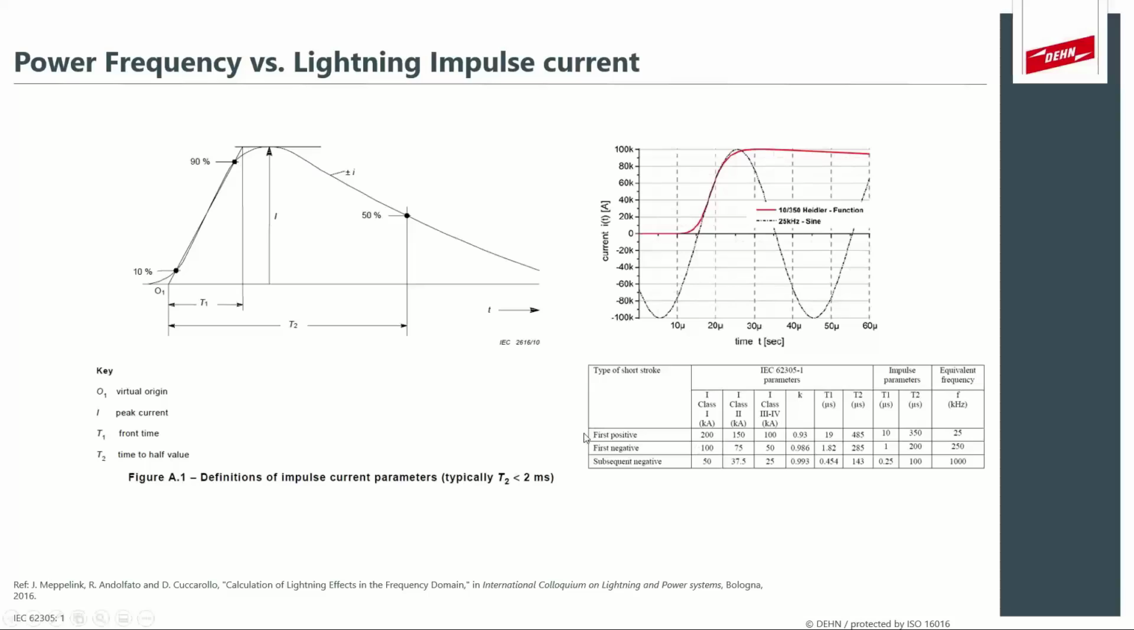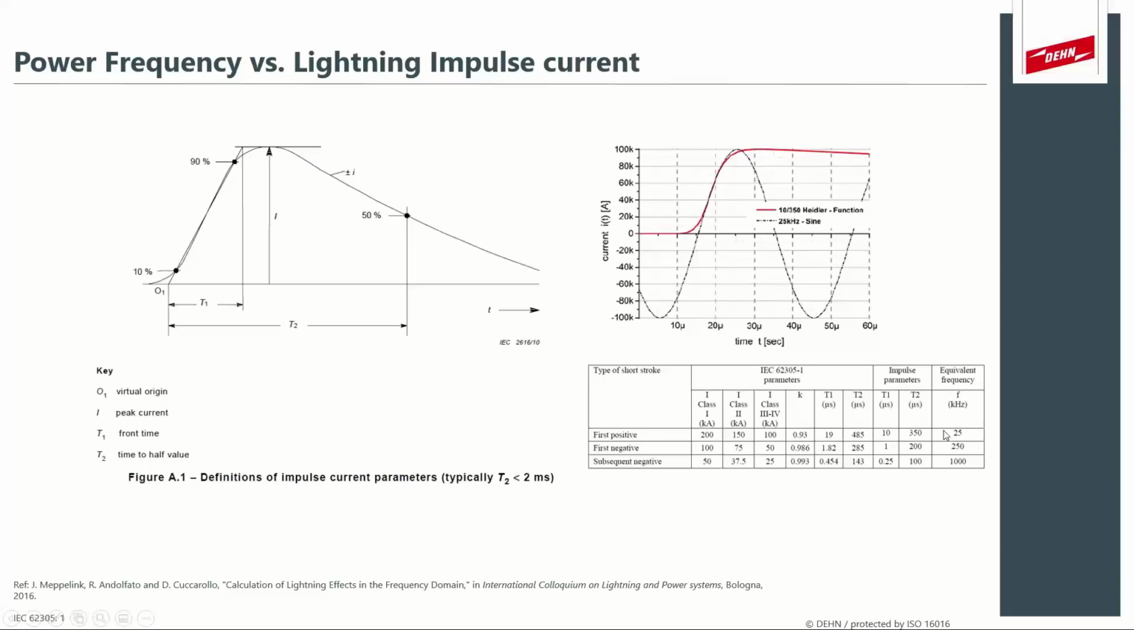Now, first positive strokes only make up about 10% of all lightning strikes across the world. 90% of the strikes are characterized as first negative, meaning they carry negative charge. And the wave shape is completely different. So the rise time is much steeper and the decay time is also a bit quicker. So if they then characterize that as a sine wave, it would be 250 kilohertz.